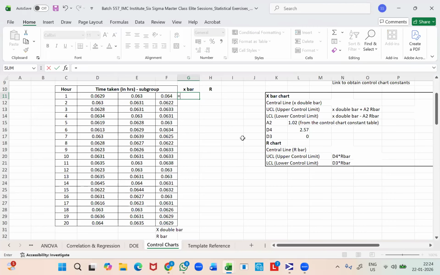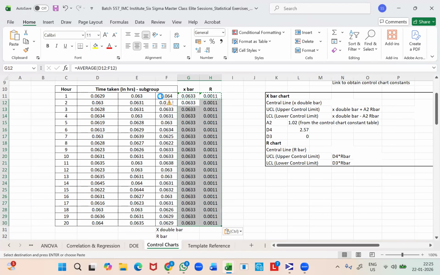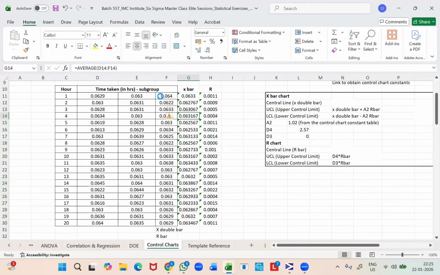So let me apply the formula, equal to the average of the subgroup samples, right? And the range value will be the maximum of these 3 values minus the minimum of these 3 values. So maximum minus minimum. So I can just copy paste the formula for all the other subgroup samples and we will get 20 X bar values and 20 range values.